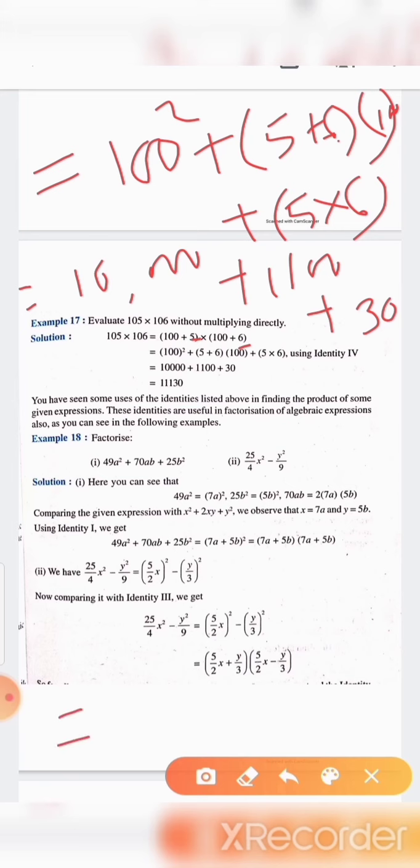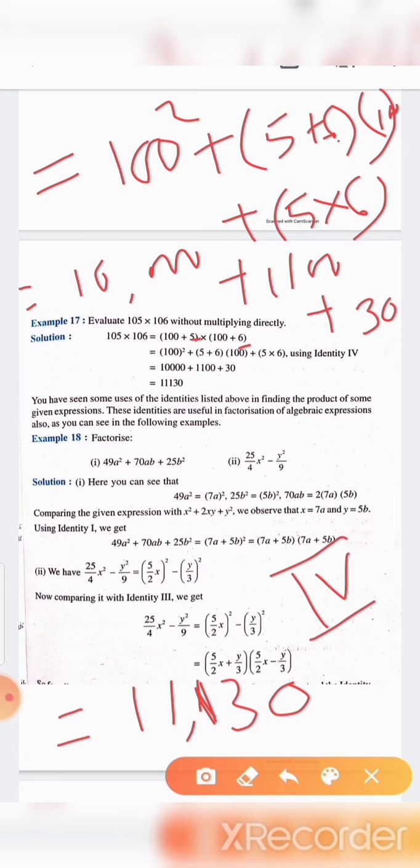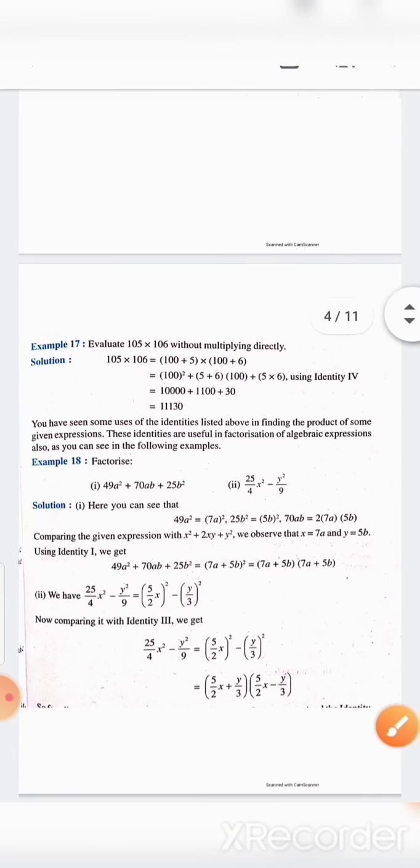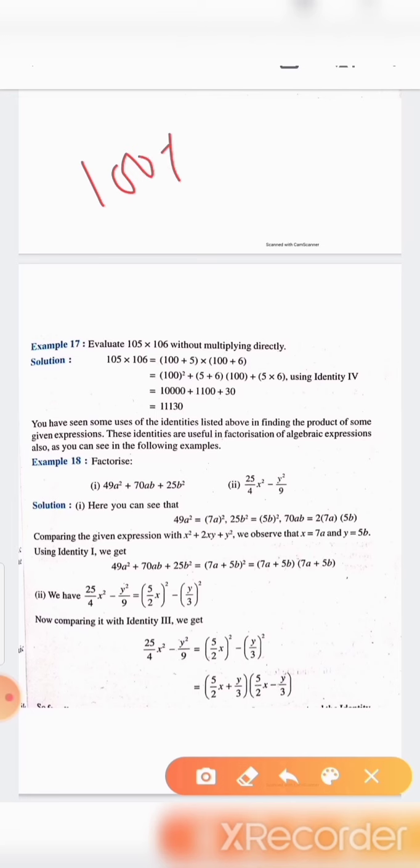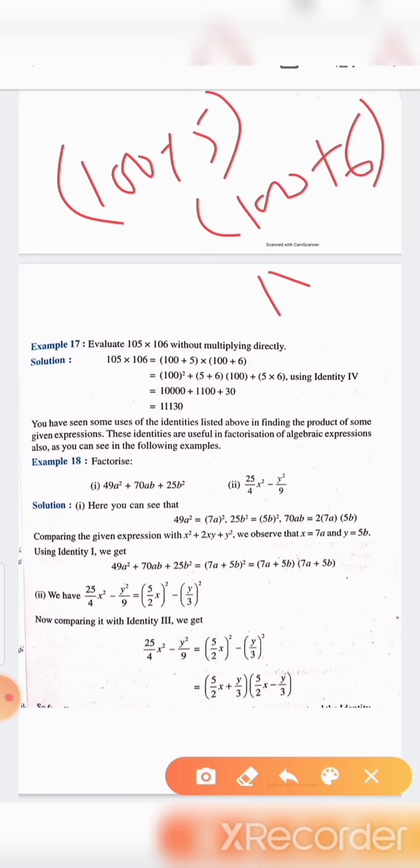Adding this, we get 11,130. It will be the answer without actually multiplying directly. We use here identity number 4. Split the digits into 100 plus 5 and 100 plus 6, using identity number 4, and solve the multiplication of these two numbers.